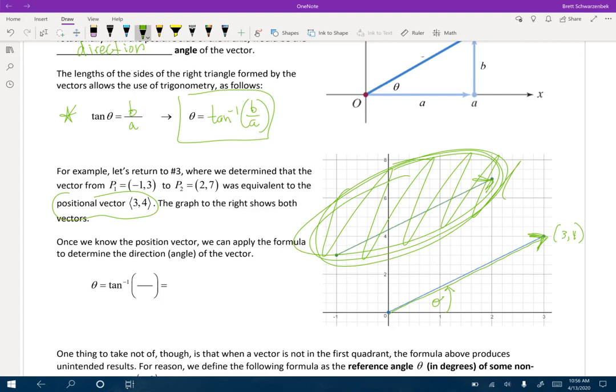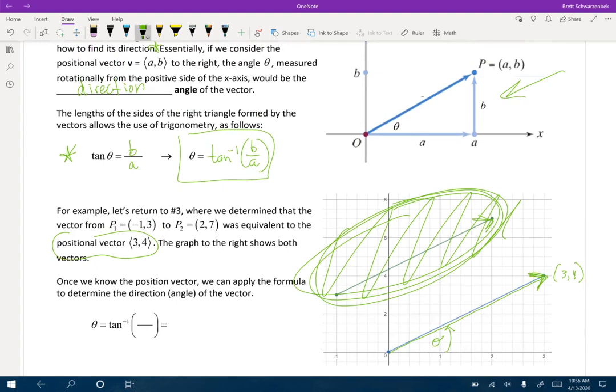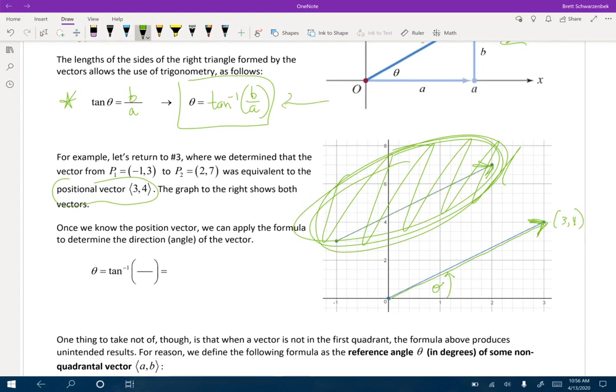Well, we actually don't have to draw the triangle up here. We can just use the formula tangent inverse of B over A. So look at our coordinate 3, 4. Well, that's AB. So we're going to take B, which is 4, and actually let me write it out for you. So B over A is going to be the tangent inverse of B, which is 4, over A, which is 3. If you put this into the calculator, you're going to get 53.13 degrees.